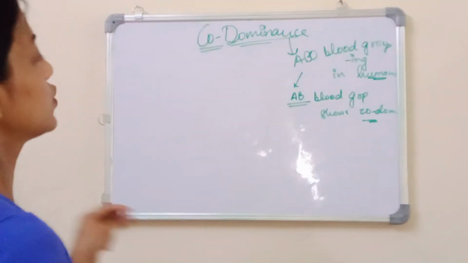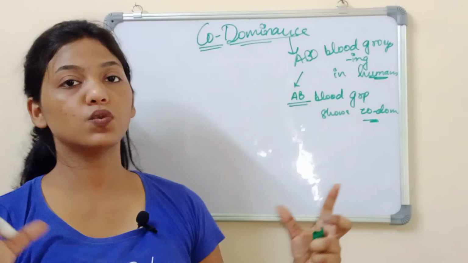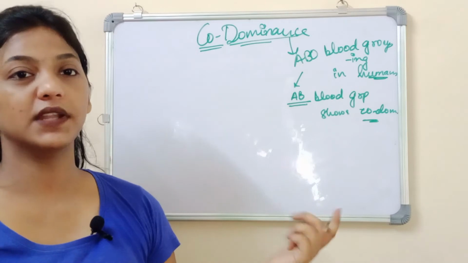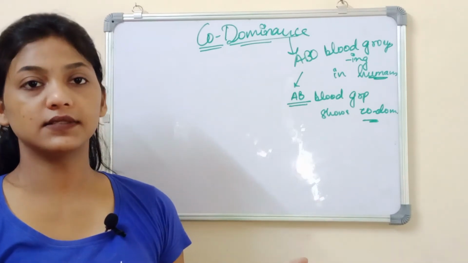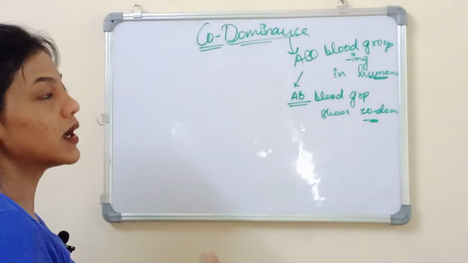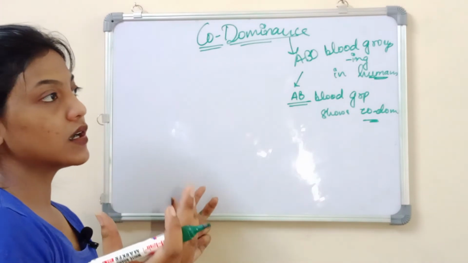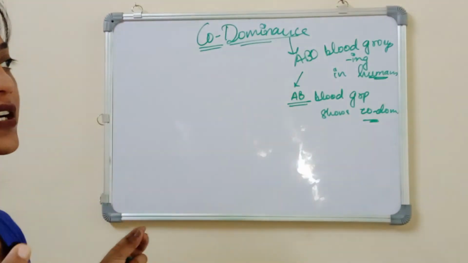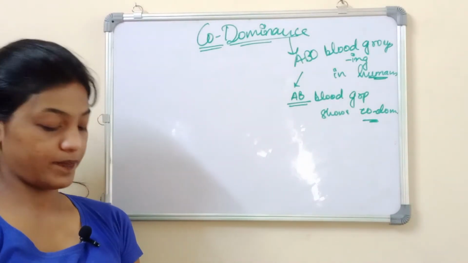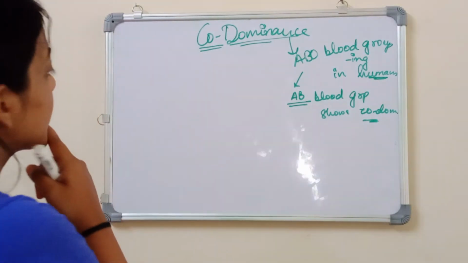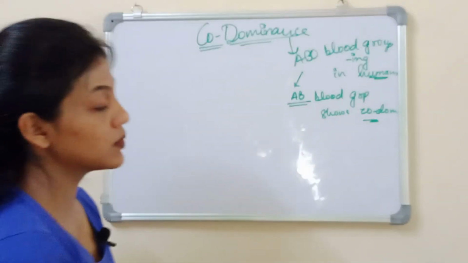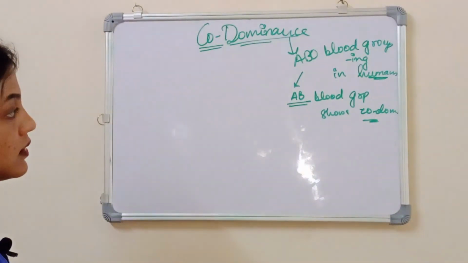How? And what is codominance? Codominance means the two alleles are expressed codominantly. They do not blend. In incomplete dominance, the two phenotypes blended to form a pink color, right? When the plants bearing red and white flowers are mated, an intermediate pink colored flower was obtained.